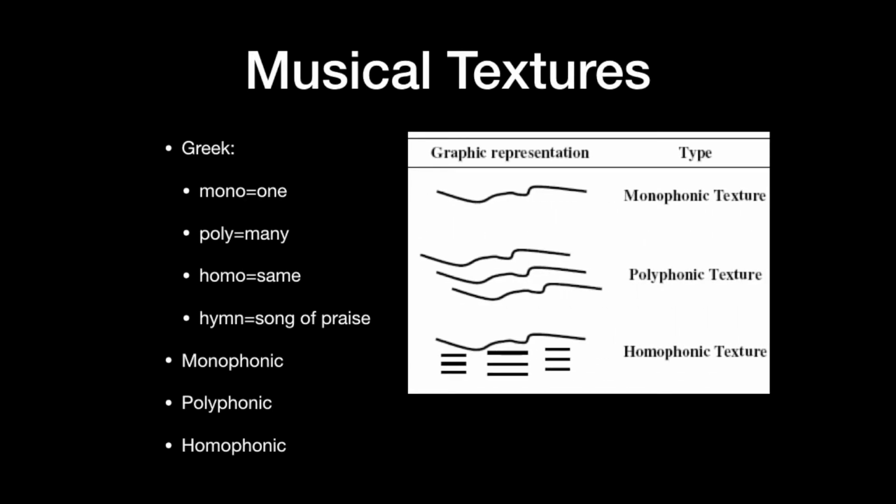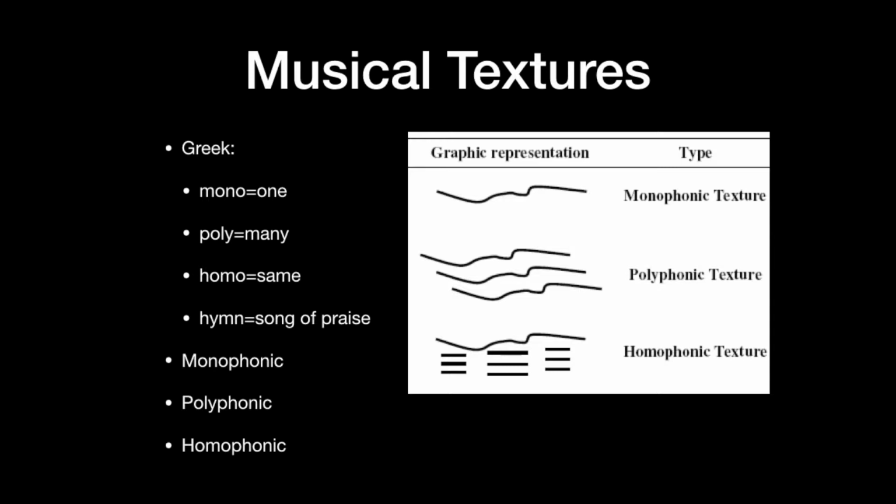And in this graphic here, you can see the various textures. The monophonic texture is one vocal line that's sung in unison. A polyphonic texture has many different lines which are somewhat independent of one another. And when we get to the idea of polyphony, we'll talk a lot more about that kind of texture.